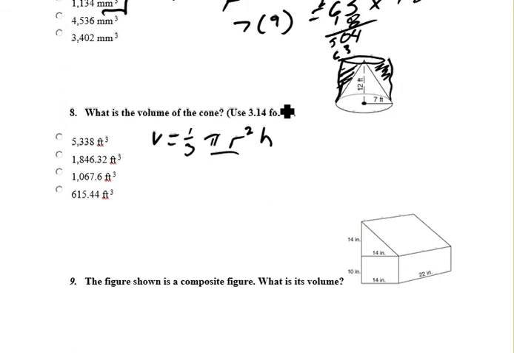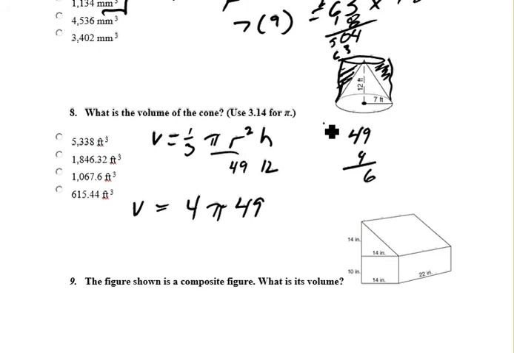What do we know? We know h is 12, and r is 7, so that's going to be 49. So I got 1/3 times pi times 49 times 12, and 1/3 of 12 is 4. So the volume will be 4 pi times 49. Man, I'm going to have to do some math. Should have brought my calculator to school today. 4 times 9, 36. 4 times 4, 16. So I get 196 times pi.